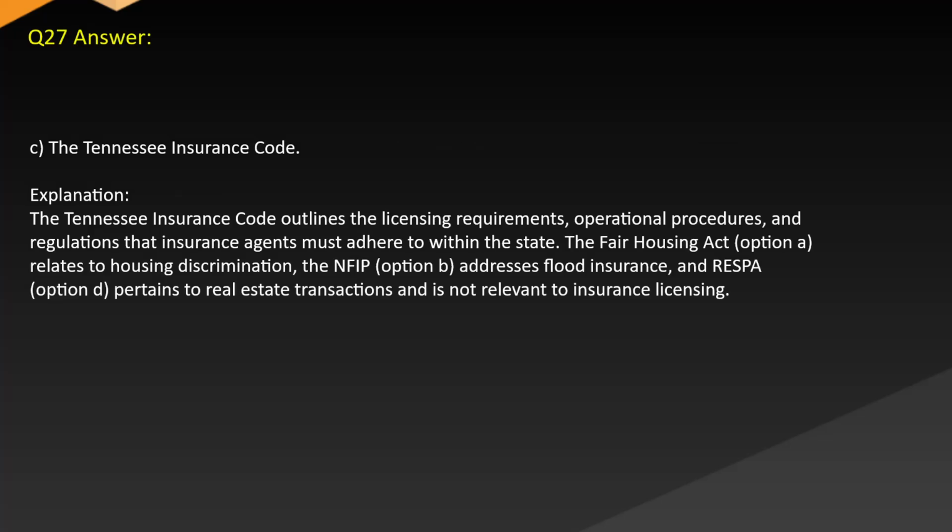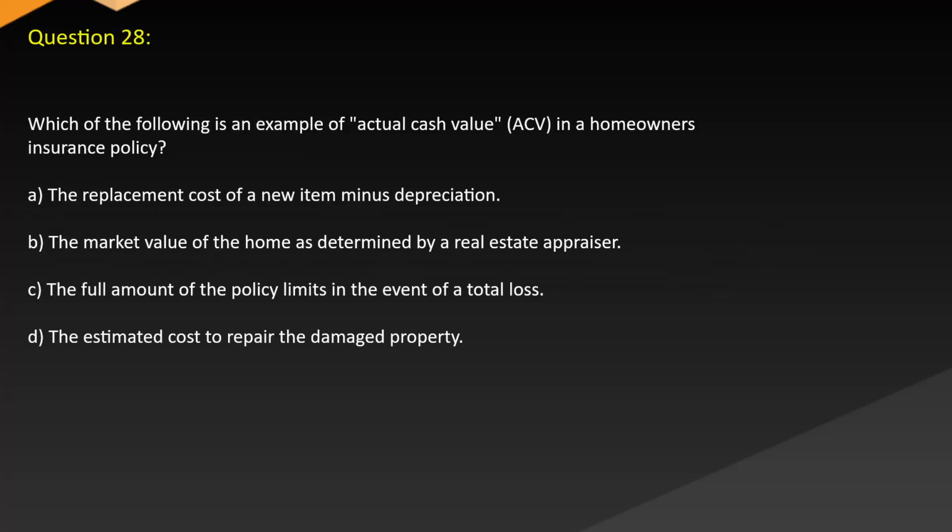Answer. C. The Tennessee Insurance Code. Explanation. The Tennessee Insurance Code outlines the licensing requirements, operational procedures, and regulations that insurance agents must adhere to within the state. The Fair Housing Act, option A, relates to housing discrimination. The NFIP, option B, addresses flood insurance, and RESPA, option D, pertains to real estate transactions and is not relevant to insurance licensing.